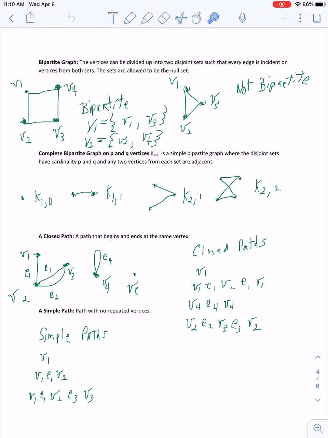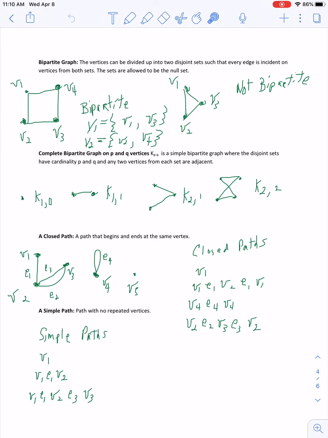All right, now I want to talk about a complete bipartite graph on P and Q vertices. So we denote this K_{P,Q}. What's P? P is the number of vertices in one set. Q is the number of vertices in the other set. So I have two disjoint subsets of vertices. One has P vertices in it, the other has Q vertices in it. And what's got to be true: any two vertices from each set have to be adjacent.